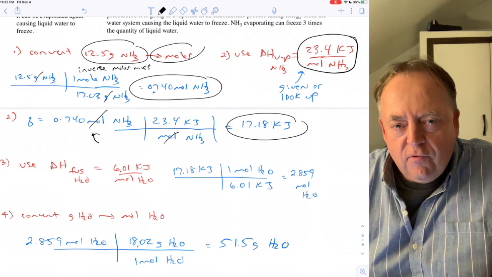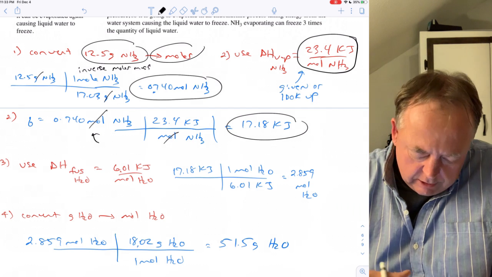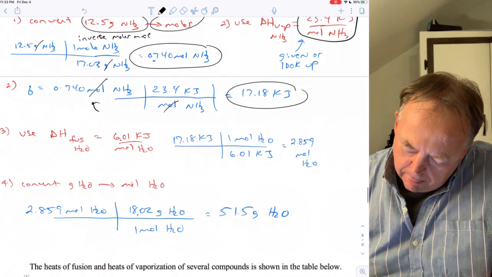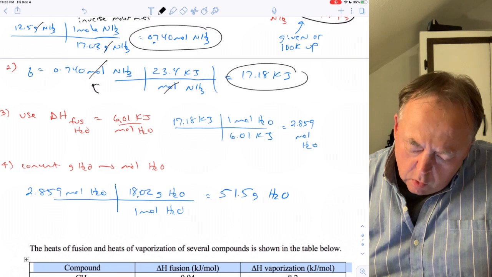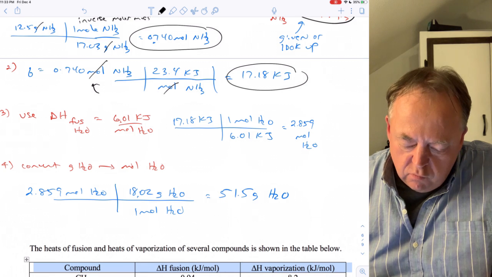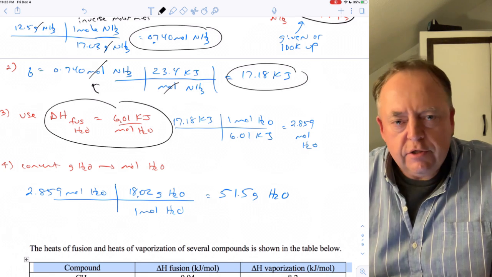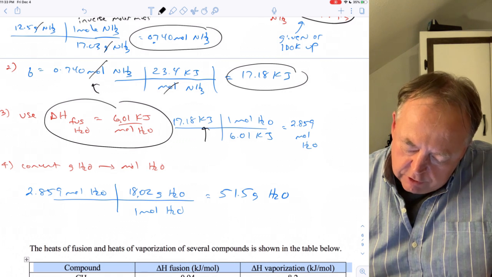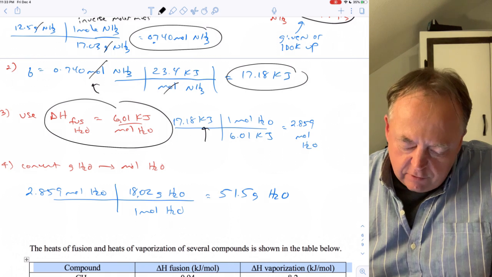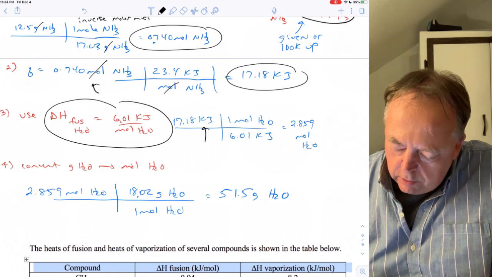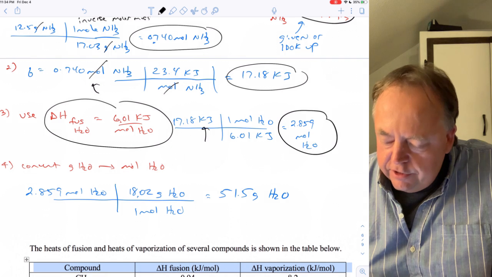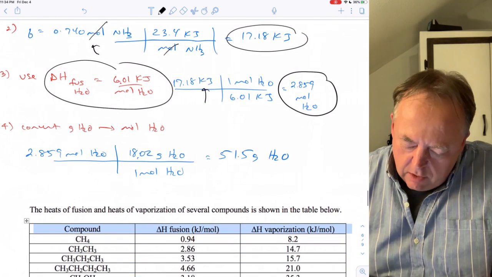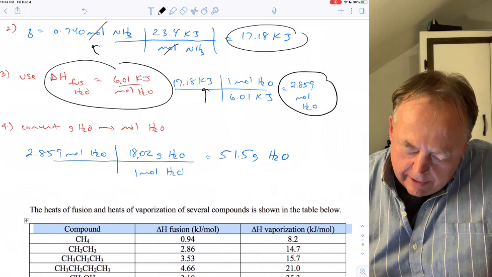Where is that energy going to come from? It's going to come from the water, which is going to freeze, so it's going to give up its energy to the ammonia. Okay, so now we can convert to moles of water by using the heat of fusion of water. That would have to be given, or you'd have to look it up. Since we know the kilojoules, we would just take the inverse of the heat of fusion. So 1 mole is 6.08 kilojoules. That means it would freeze 2.859 moles of water. And now we can convert to grams, right, using the molar mass.